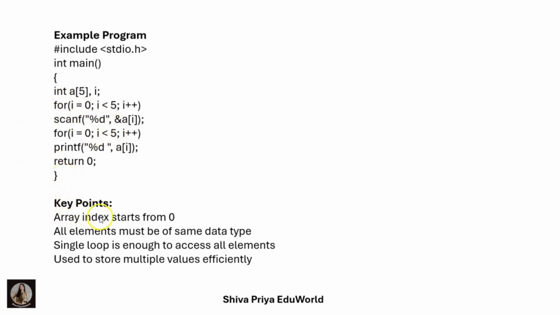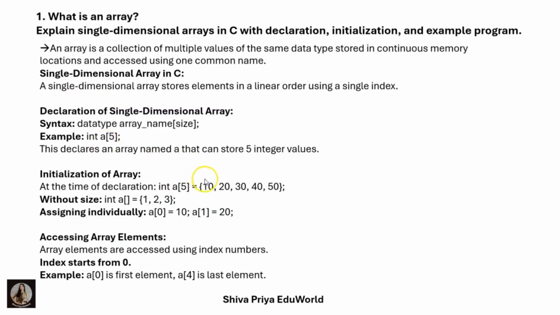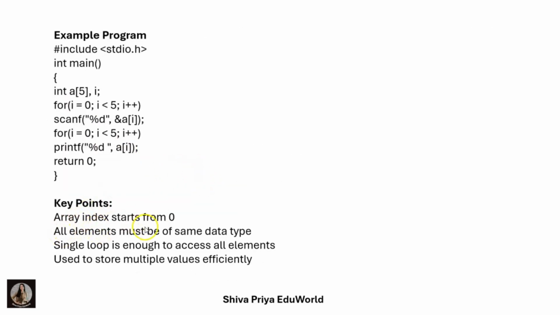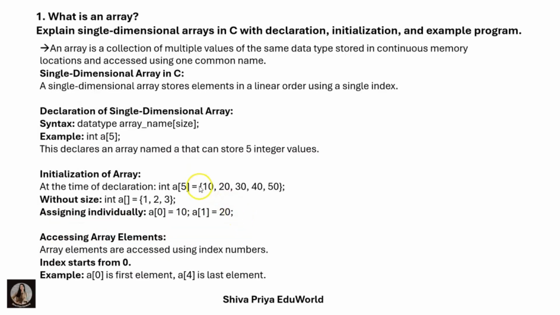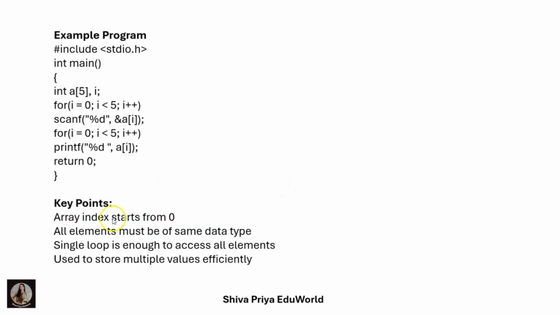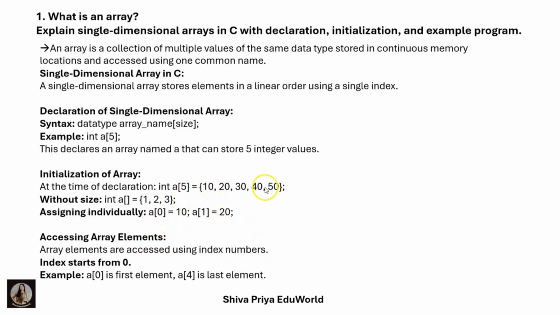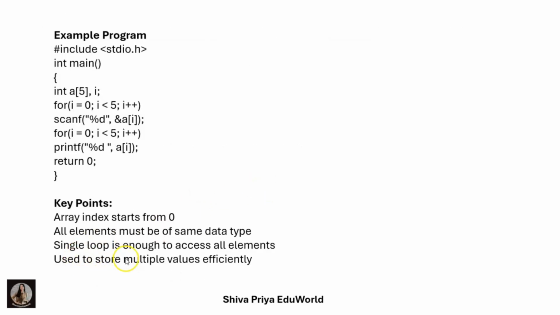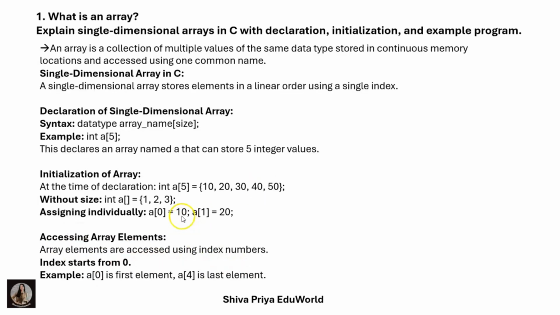Clear? Array index starts from 0. As I told you, array index starts from 0. All elements must be of same data type. All the elements inside the array must be the same data type. That might be integer, anything. Clear? Single loop is enough to access all elements. If I want to access all the elements, single loop is enough. Use it to store multiple values efficiently. Why we use array means to store multiple values. I can easily store multiple values efficiently.